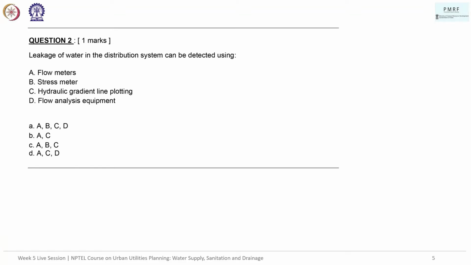Our first question for the day: leakage of water in the distribution system can be detected using flow meters, stress meter, hydraulic gradient line plotting, or flow analysis equipment. So which of the above are possible? Can anybody respond? Preferably in the chat box. Okay, I think we are too early in the lecture. So let me just go on to the content supporting this question.